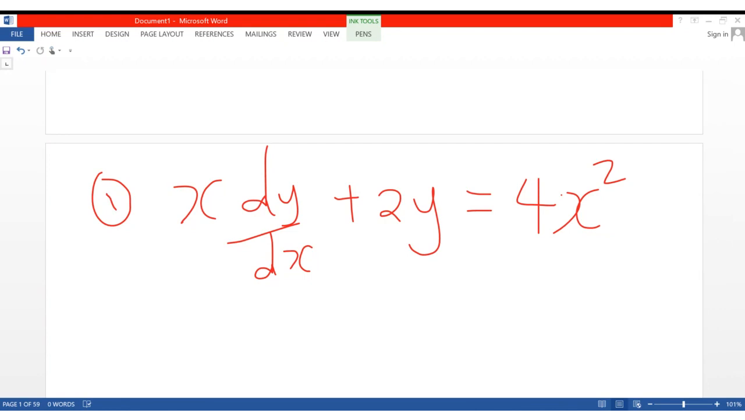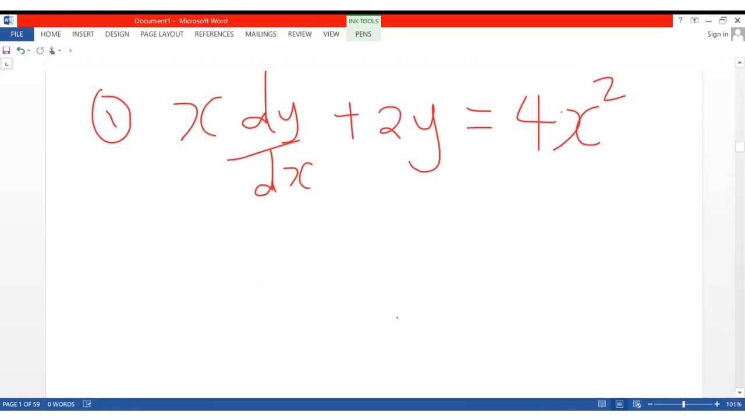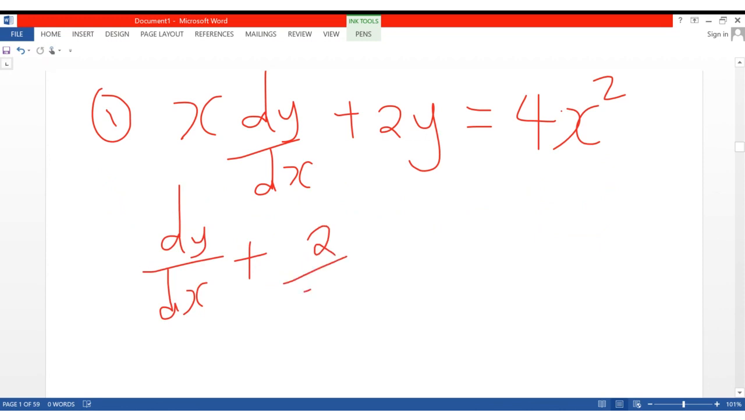So I'll need to manipulate this equation. I'll have to divide all through by x so that at least the coefficient of dy/dx is 1. So I'll have dy/dx plus 2/x y is equal to 4x squared over x. I'll divide it throughout by x because I want a coefficient of 1. It's still the same equation.